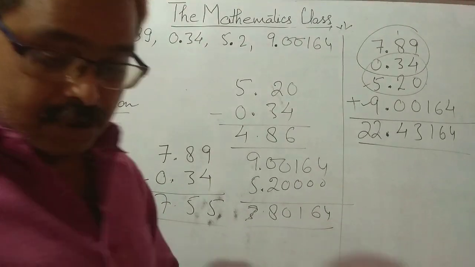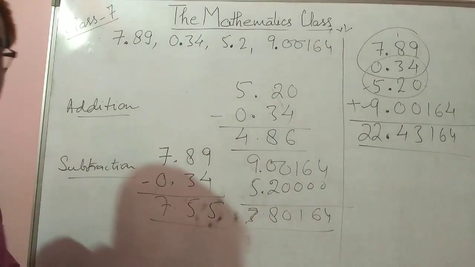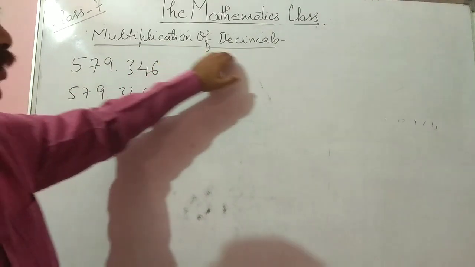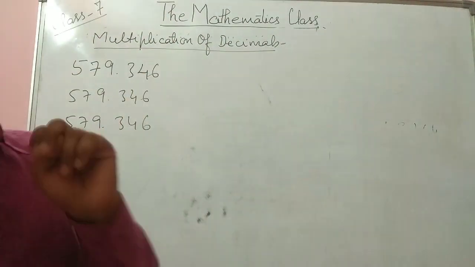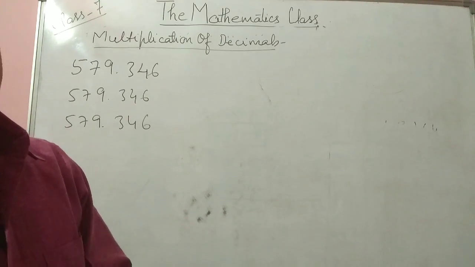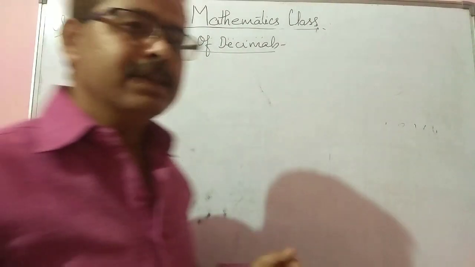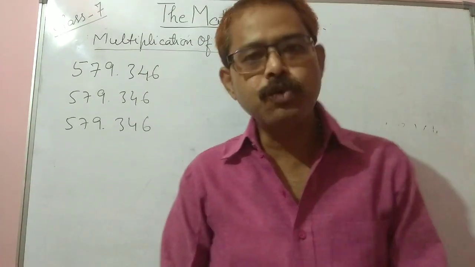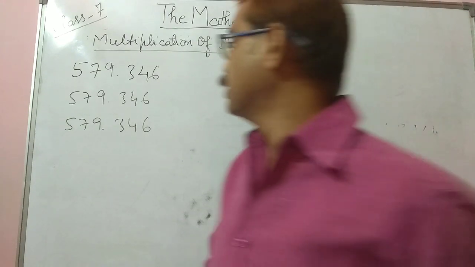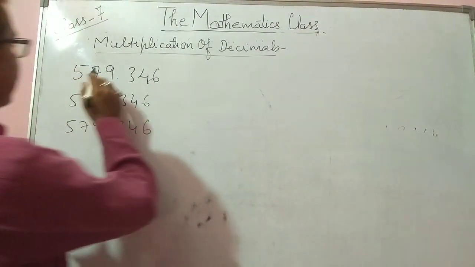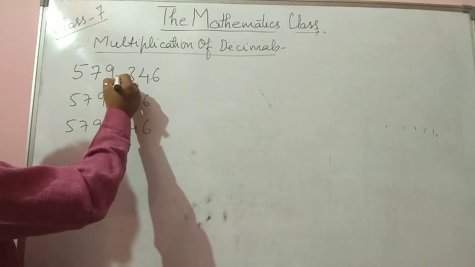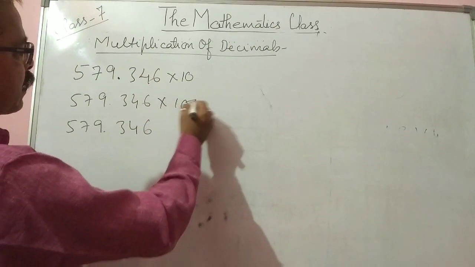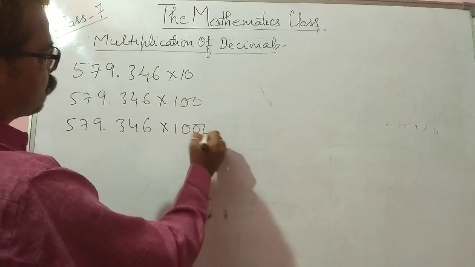Okay, now my next topic will be multiplication and division. So let's move on to multiplication and division. Now the next topic that we are going to take is multiplication of decimals. Here we have 2 things. First we will discuss multiplication by the powers of 10, and then multiplication of any 2 or more given decimal numbers. So if I take an example, 579.346 into 10, the same number into 100, the same number into 1000.